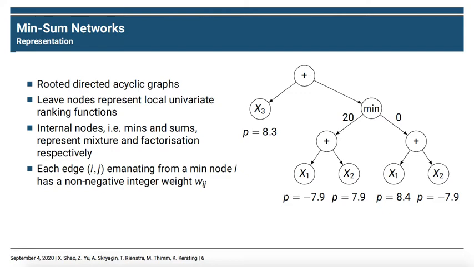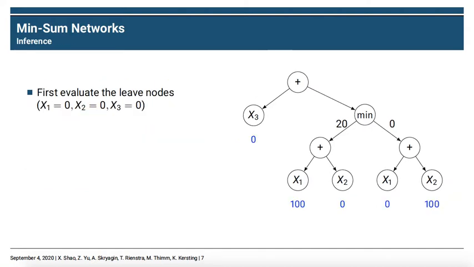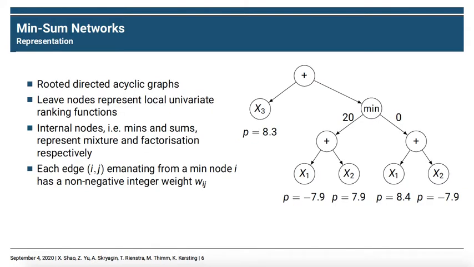And each edge emanating from a min node has a non-negative integer weight, and at least one descendant of a min node should have weight 0. So this is important to guarantee that there is at least one event in the whole set that has rank 0. On the right side is an example of a MinSum network. So basically, this is a computation graph that encodes a ranking function.